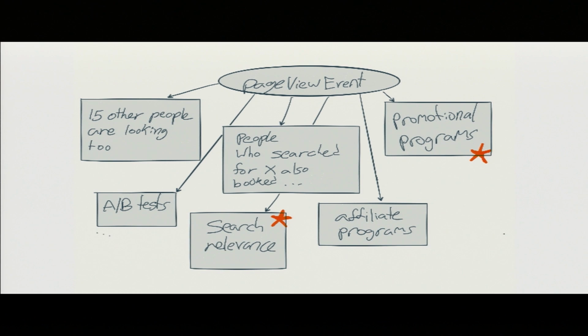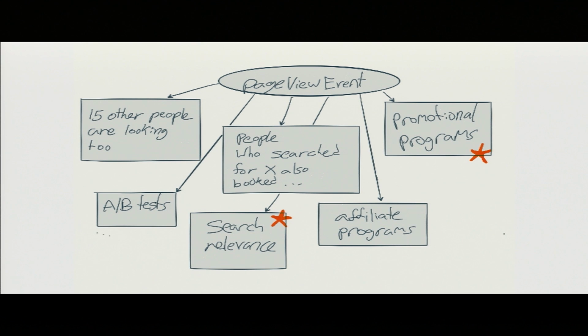And there are a lot of potential applications that can use this data, right? So if you go to Airbnb, for example, and you look at a property, it will tell you 15 other people are also looking. And that kind of incentivizes you to book, right? So they use those page view events processed in real time to get this information. And then they can also make recommendations, right? People who searched for Hawaiian vacations also booked these few properties.